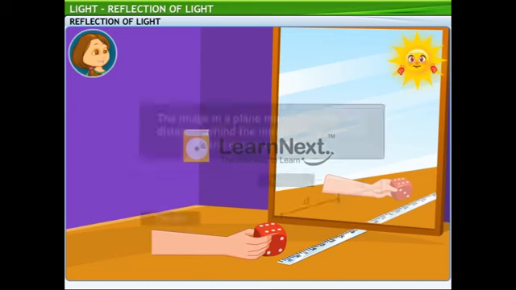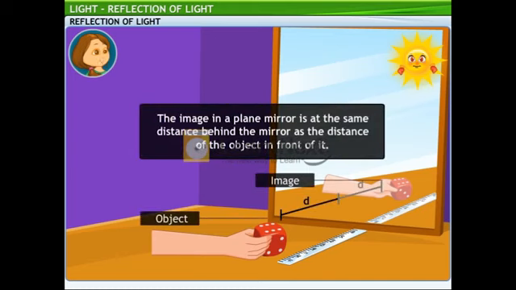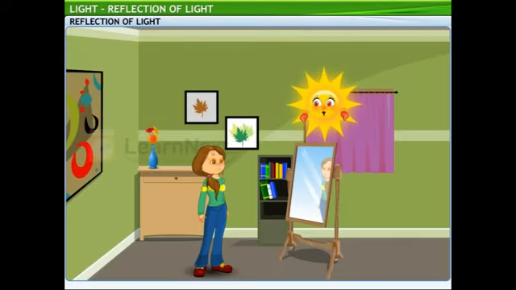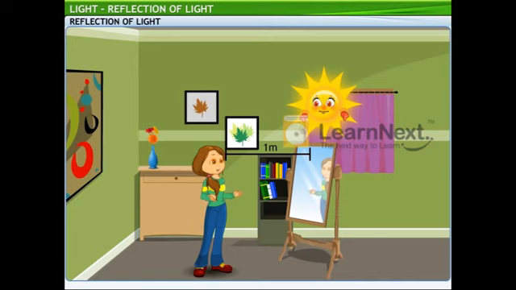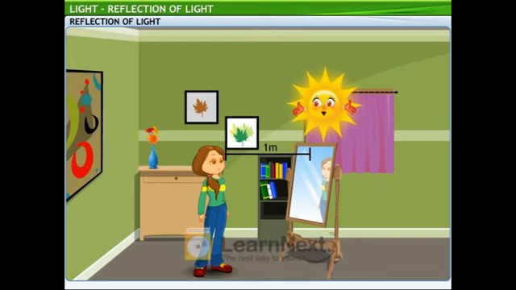So, basically, the distance of the image behind the mirror is always equal to the distance of the object in front of it, right? That's absolutely correct, Susan. So, if you are standing at a distance of 1 meter in front of the mirror, then your image will be behind the mirror, at a distance of 1 meter from it. Wow! So my image is at a distance of 2 meters from me when I'm just a meter in front of the mirror? Right. Smart thinking.